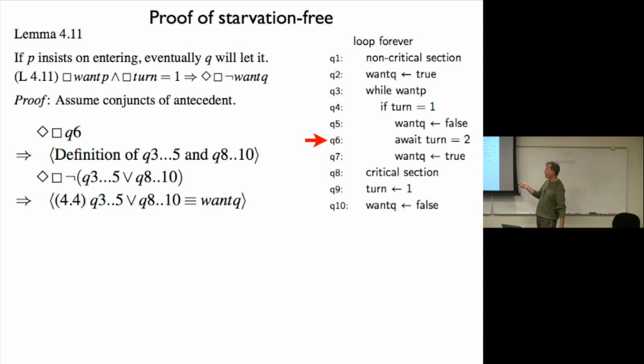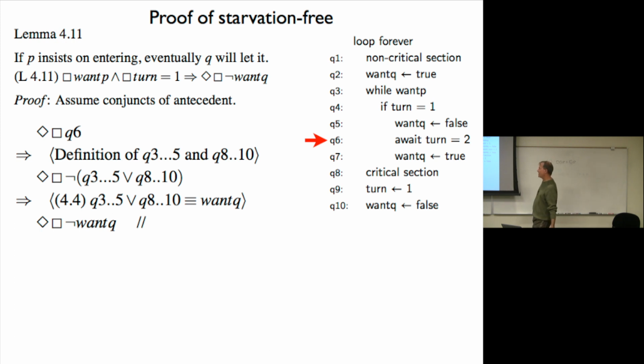But now by 4.4, what did we say? Q3.5 or Q8.10 equivales what? Actually, this is one of the ones you're going to prove. That equivales what? Like Q. So can you tell me what's going to come up next? Yes. Eventually always, eventually always not Q. And there you have it. Boom.